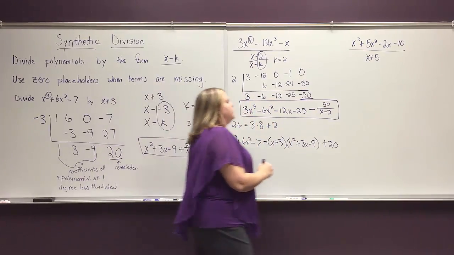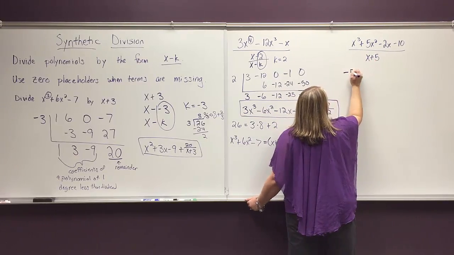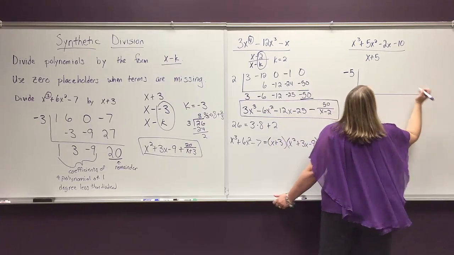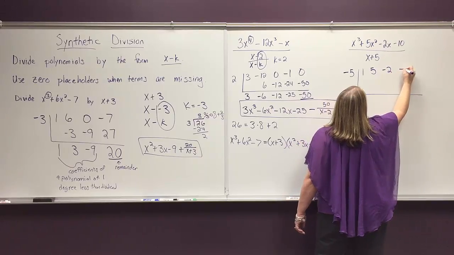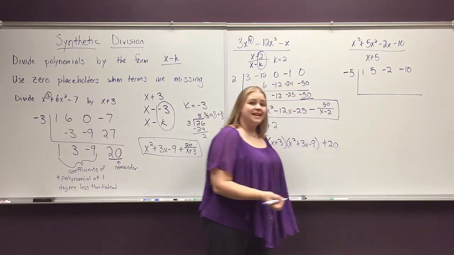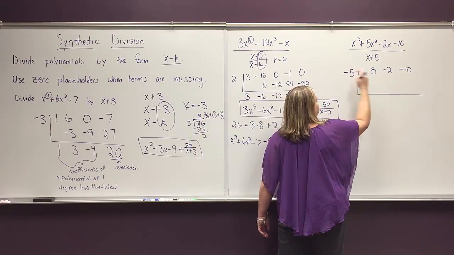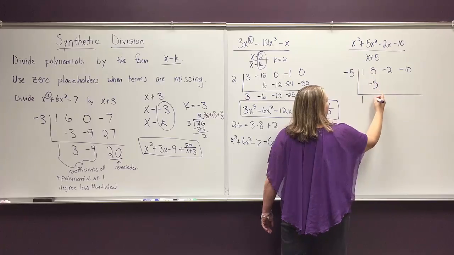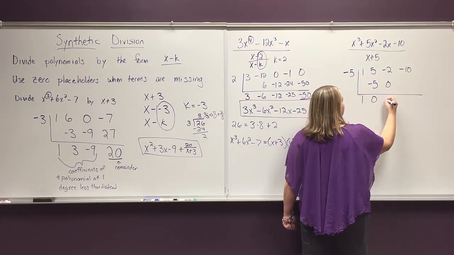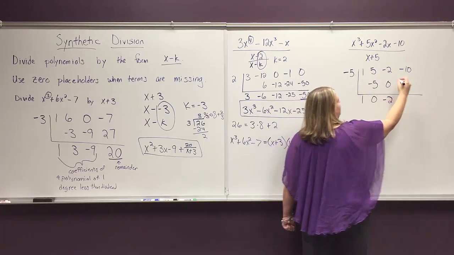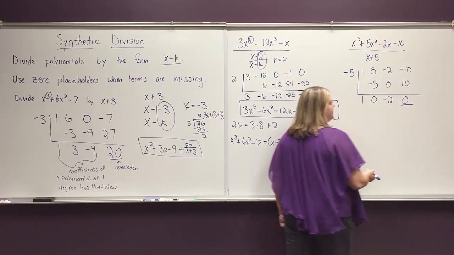One more example. This time I've got x plus 5, so I know that my k is going to be negative 5. My coefficients are 1, 5, negative 2, negative 10. So we're not missing any this time. We don't need any 0 placeholders. Bring down the 1, multiply by the negative 5. Add, we get 0. Multiply, we get 0. Add, we get negative 2. Multiply, we get positive 10. And add, we get 0. This time we've got a remainder of 0.